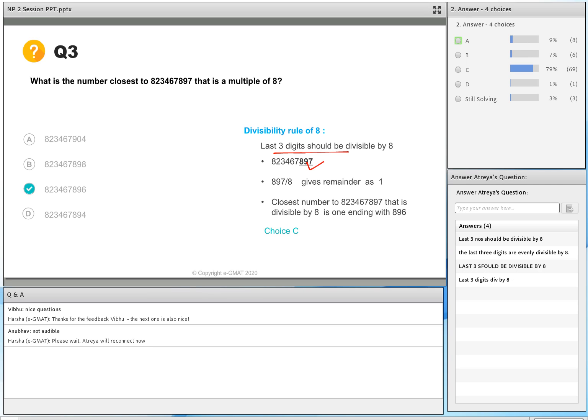So I'm going to check with 897. If I divide 897 by 8, 800 already gives me a multiple of 8 times 100, right? So I need to check with 97. When I divide 97 by 8, it gives me a remainder of 1. So the two numbers close to this number, since this gives me a remainder of 1, are either this number minus 1 or this number plus 7. Now I need to find the number which is closest, so I'll go for the minus 1 number, which is choice C. So this is the answer for this question, and 79% of you got this correct.